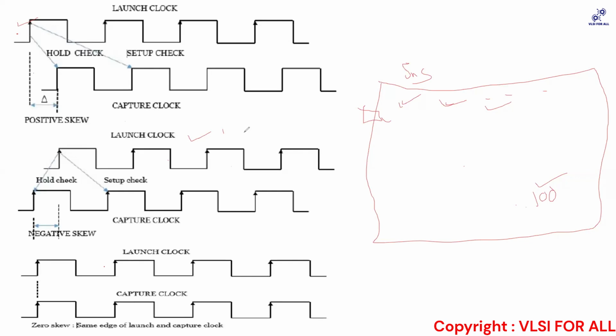So the main target of CTS is never to make your skew 0. They have a target range, and that's why we say that we have to make it within this target and minimize the skew and delay.